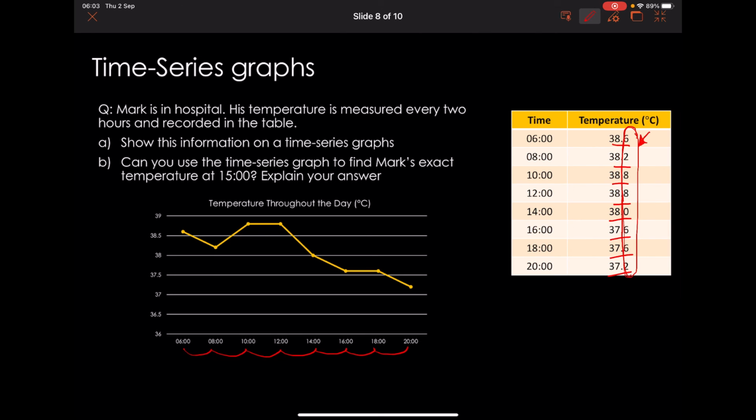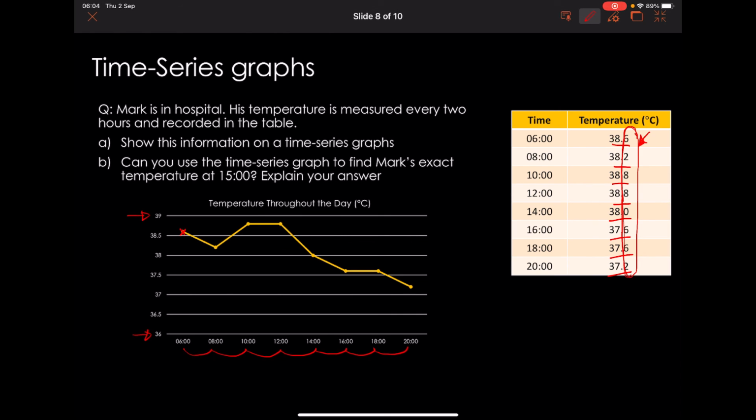So at 6 o'clock, he was at a temperature of 38.6. And as you can see here, I've only gone from 36 to 39. Okay, so that means that we've not started at 0. A lot of the time, depending on what question you're given, you might have to start at 0. All right, but in this case, we started at 36.